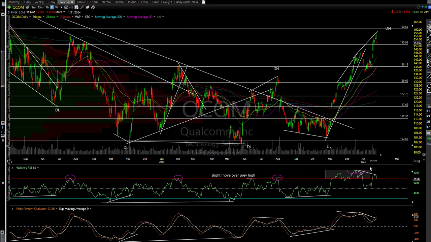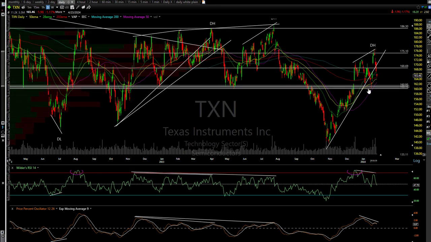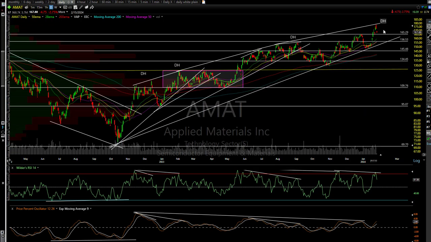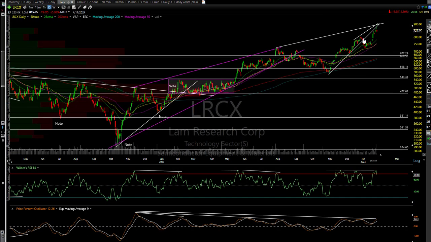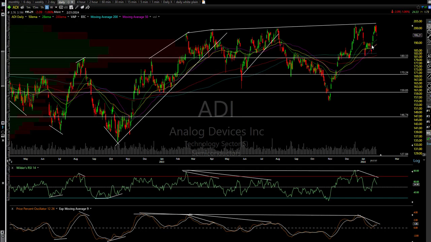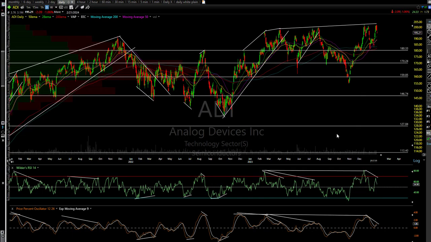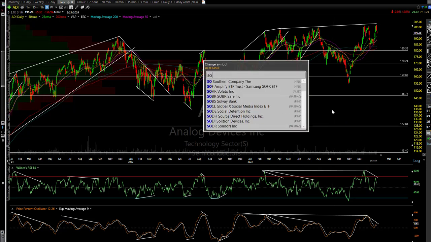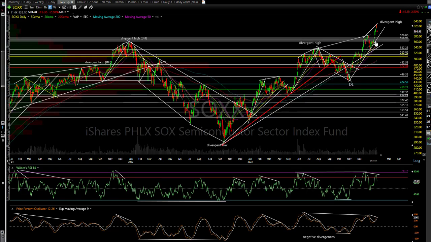Qualcomm, divergent high, big divergent high. All right, I could go on and on. Texas Instruments, divergent high. So divergent high and AMAT, I already covered AMAT. Lam Research, I already covered. Analog Devices, big divergence. I'm going to stop it here because I got to go. I can go through the rest of the semis. You're going to see almost all the same things. Any of those that are at or near new highs have big divergence in place. And I wish there was a better sell signal overall on the sector right now.